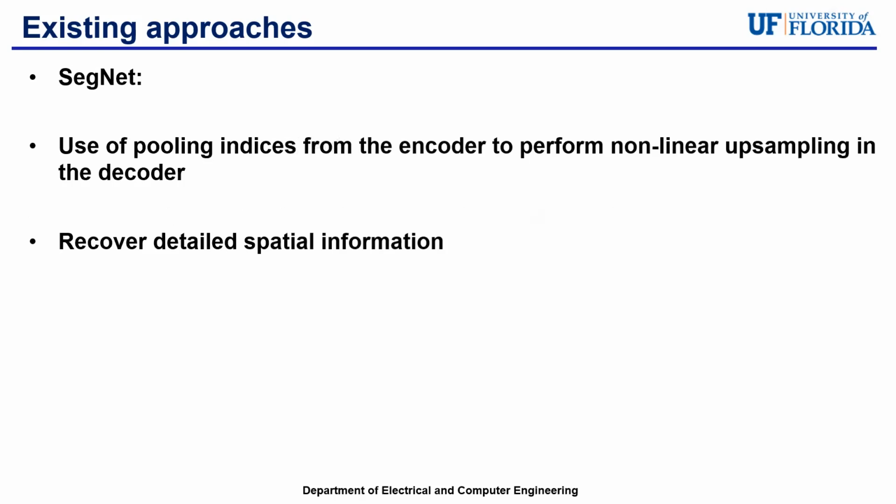Next one is SegNet. It was proposed by Badrinarayanan in 2017. SegNet is another encoder-decoder architecture. The key feature of SegNet is its use of pooling indices from the encoder to perform nonlinear upsampling in the decoder, which helps recover detailed spatial information. SegNet has been used for various semantic segmentation tasks, including road scene understanding and aerial image segmentation.